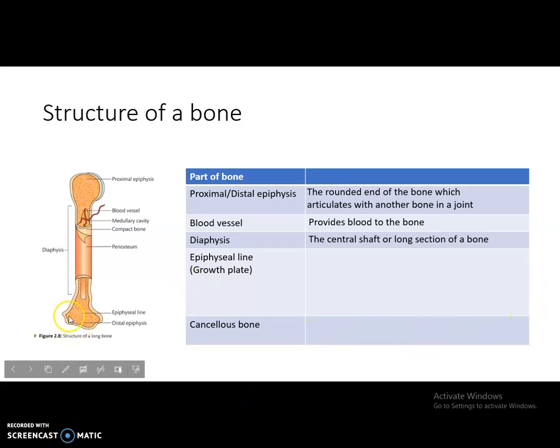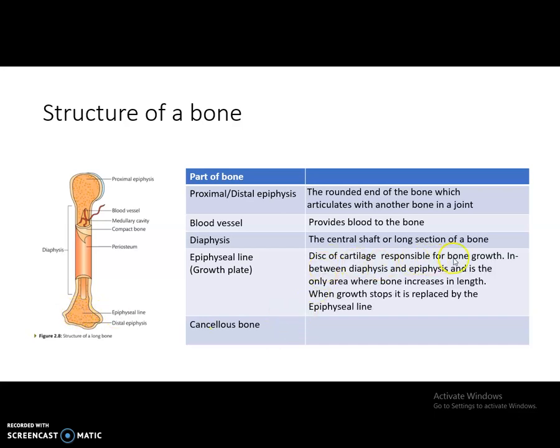Then we have the epiphyseal line. It's also known as a growth plate. When we're in childhood and adolescence, this growth plate here is where a bone actually grows, and then when we stop growing, the growth plate turns into this epiphyseal line here. So it's a cartilage responsible for bone growth, in between the diaphysis and epiphyses, and is the only area where bone increases in length. When growth stops, it is replaced by the epiphyseal line.